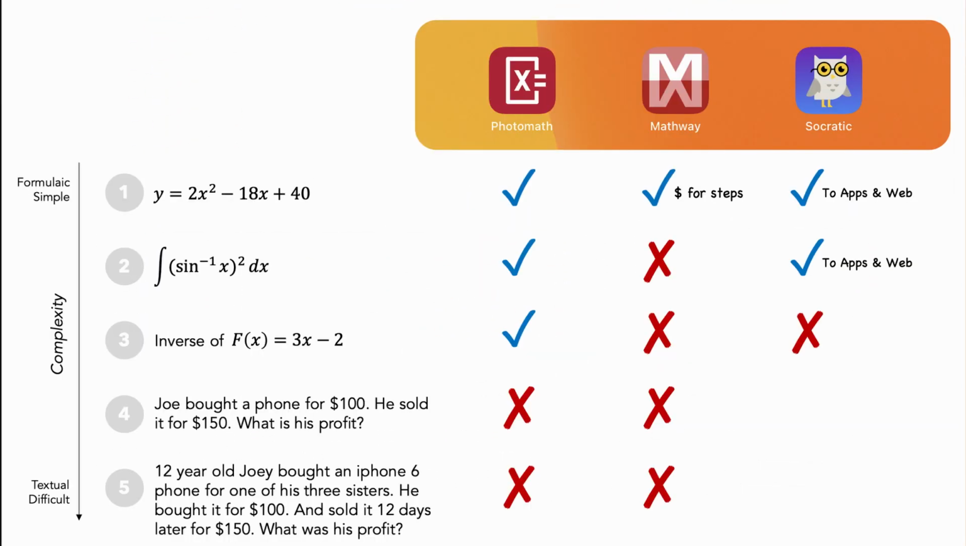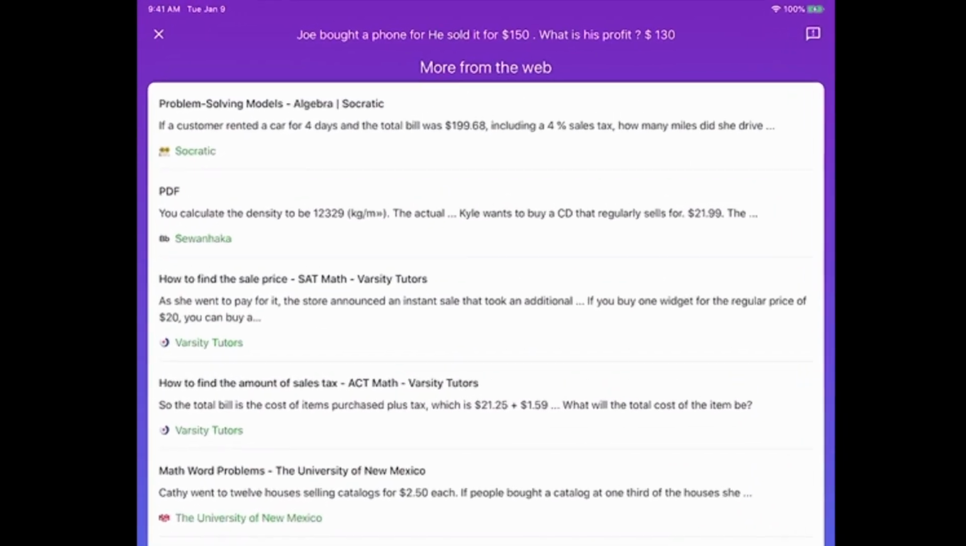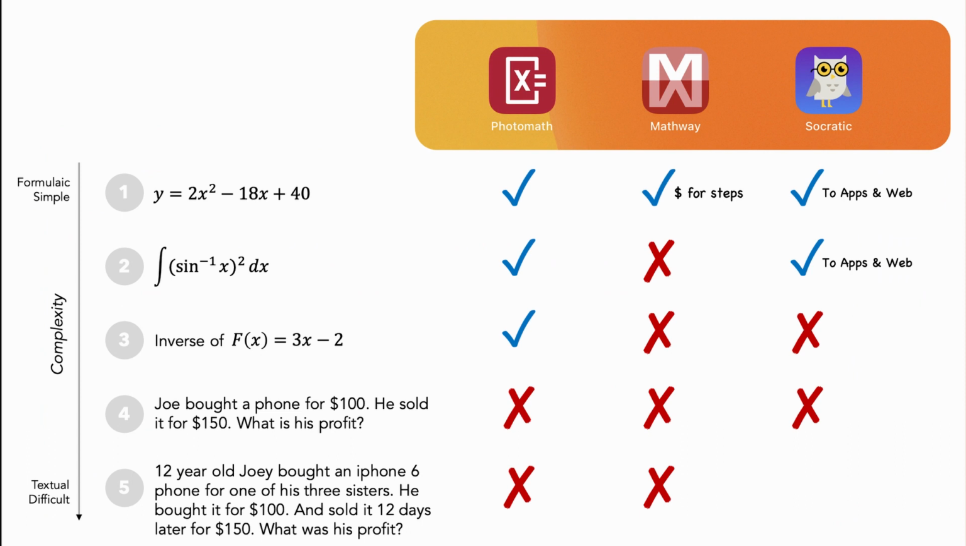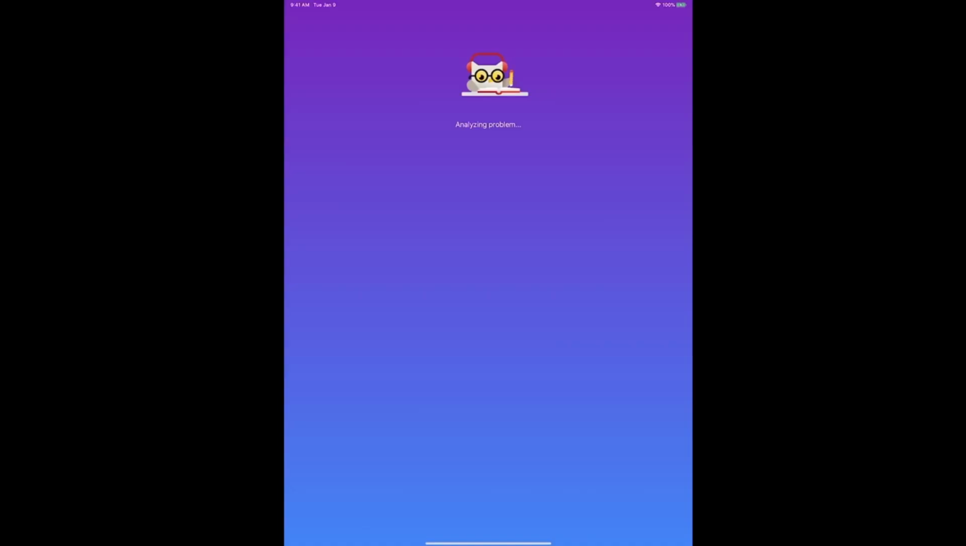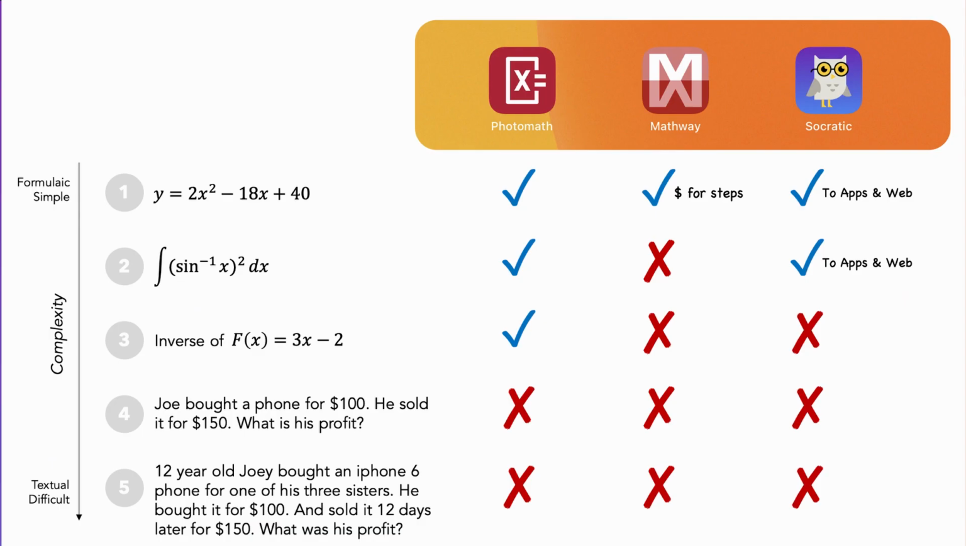Okay, let's go to the word problem. Go. It's just directing you to the web. There's no solution for it. And the last one, which was Joey, just for completion. And go. It did read it correctly, just doesn't really know how to handle it. So yeah, same problem. It can't handle it. Good. I'm going to stop sharing and we can just chat with each other about these apps.